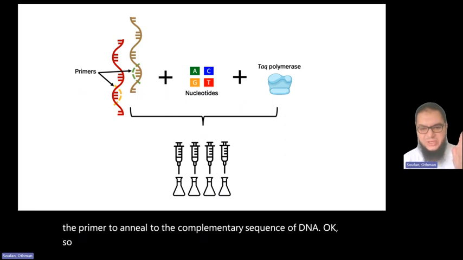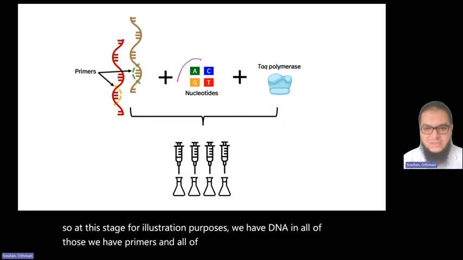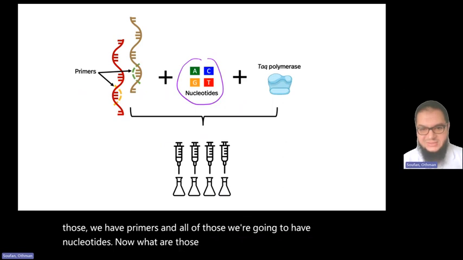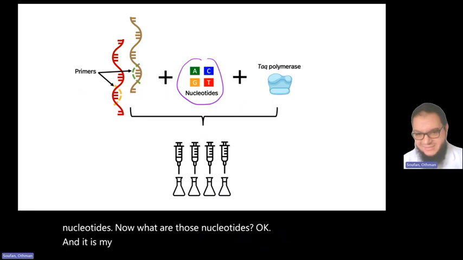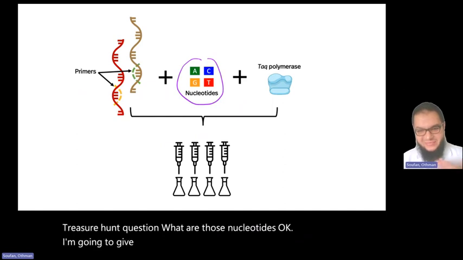So at this stage, for illustration purposes, we have DNA in all of those. We have primers in all of those. We're going to have nucleotides. Now, what are those nucleotides? It is my third treasure hunt question. What are those nucleotides? I'm going to give you a moment before I jump into this.